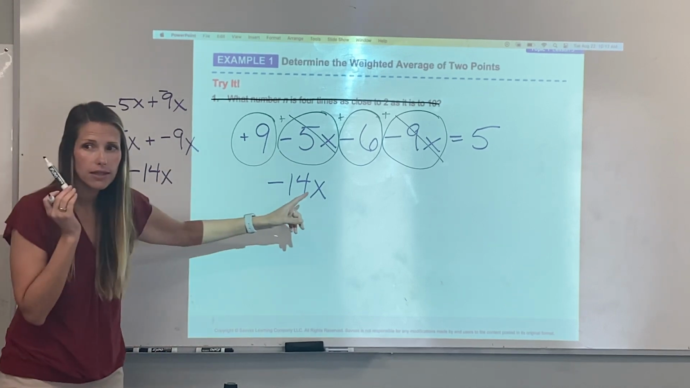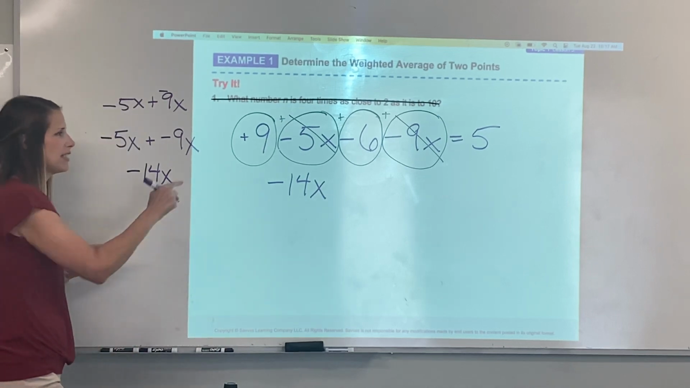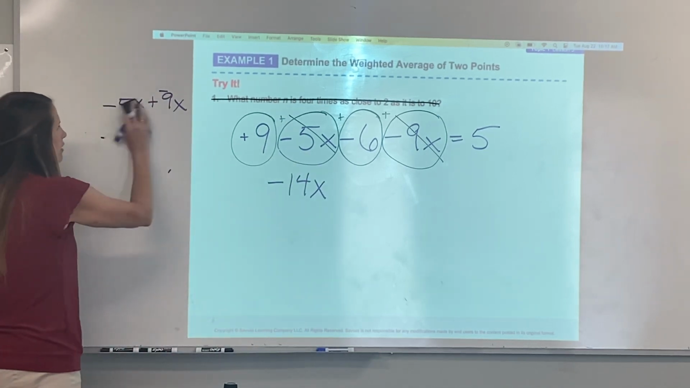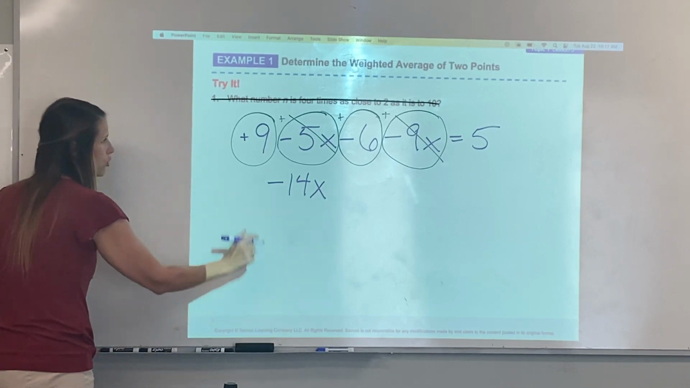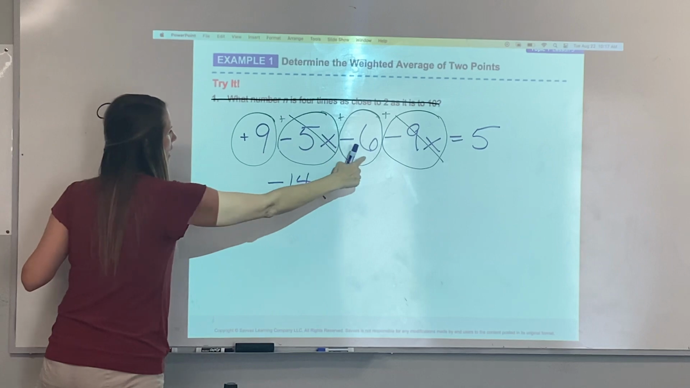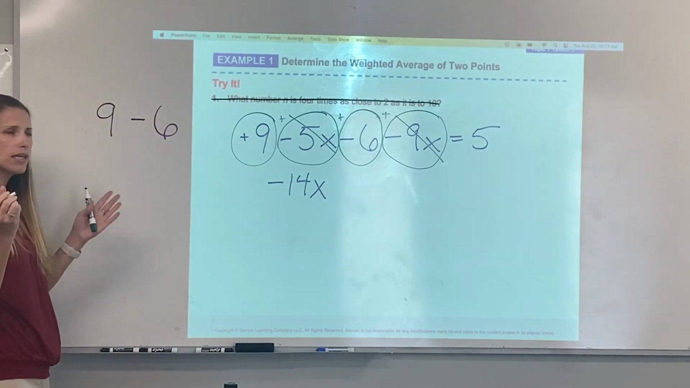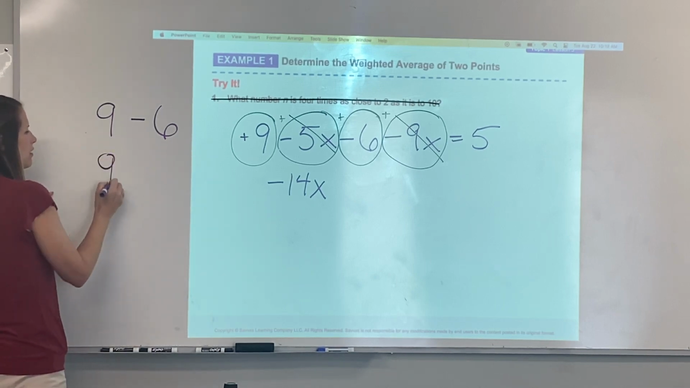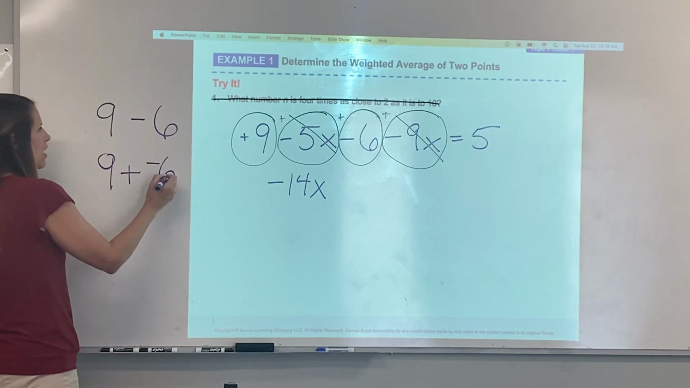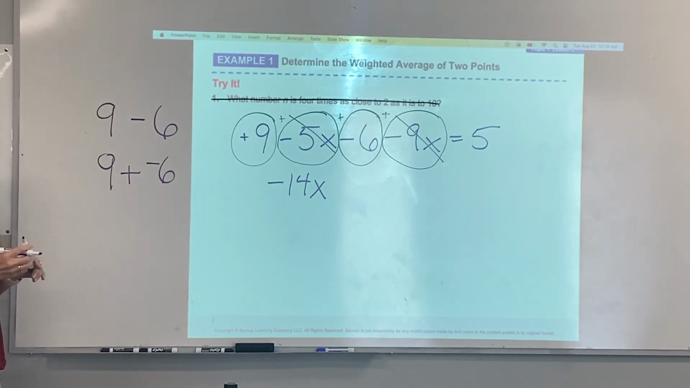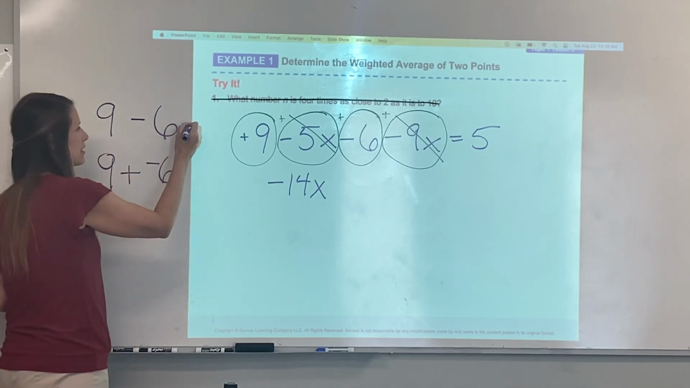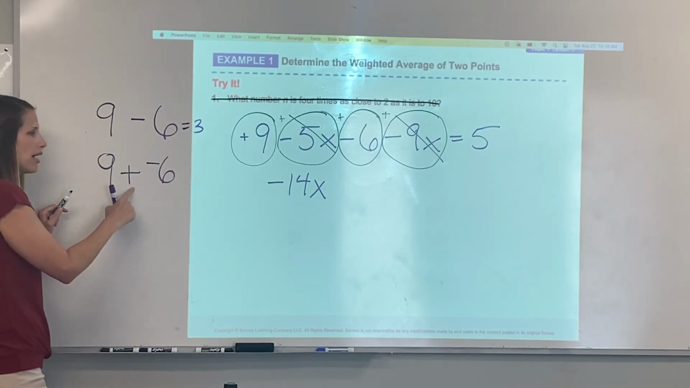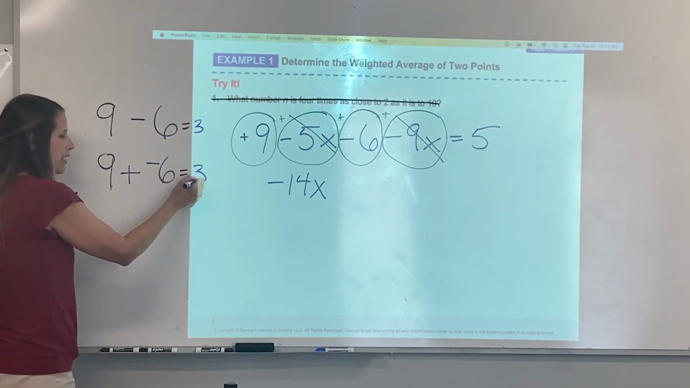The 9 and the what? Good, thank you for saying it with its sign, the 9 and the negative 6. Again, there are two ways to write this. You can write 9 minus 6, or you can think of it as combining the terms with their signs, which would be 9 plus a negative 6. They both are going to equal the same number, which is 3. Because 9 minus 6 is 3, and 9 plus negative 6 is 3.